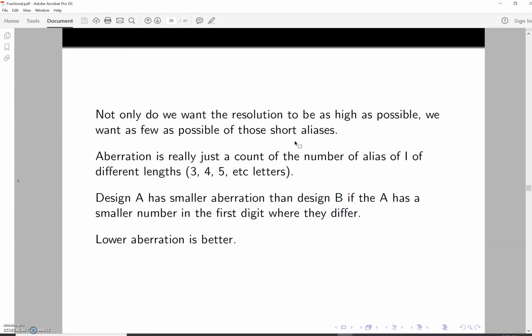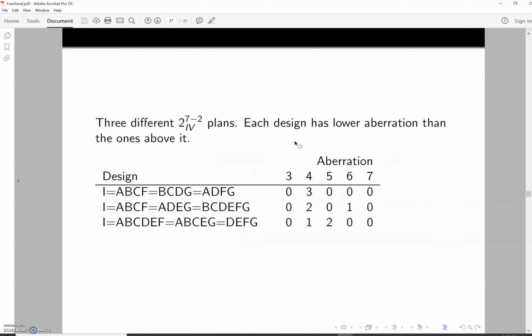Aberration is a term that just refers to the count of your number of aliases of I of different lengths. Okay, so this gives you the number of letters, the number of effects that you're aliasing. Design A has a smaller aberration than design B if A has a smaller number in the first digit where they differ. You want lower aberrations in your design. Okay, just a design principle there.